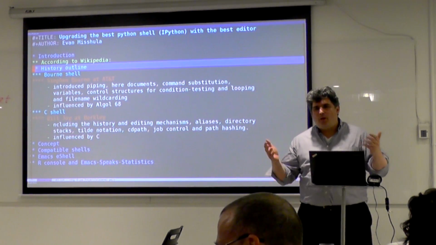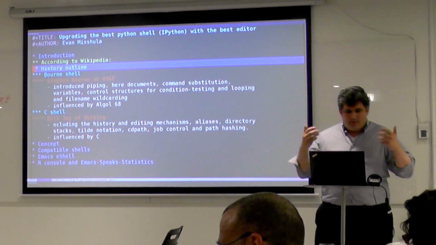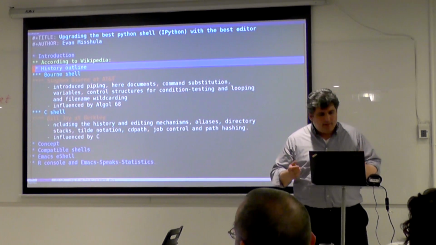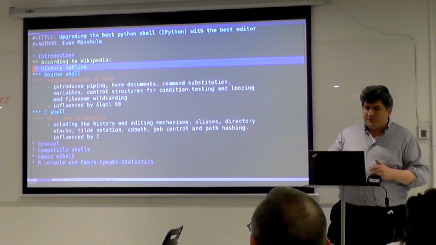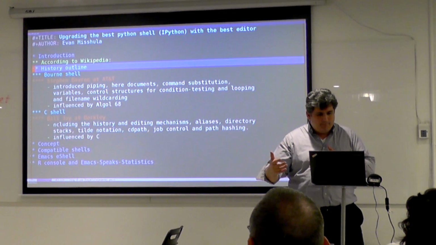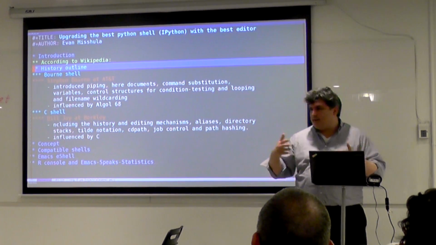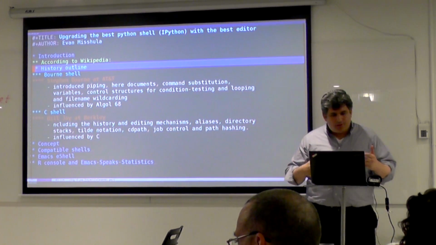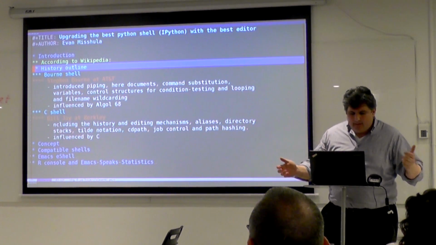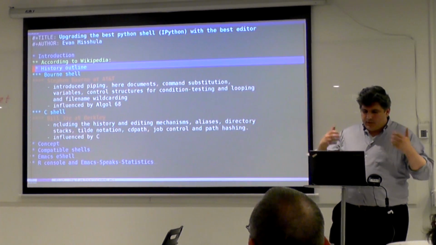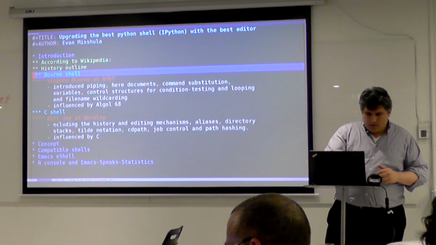So the default REPL or shell that most of us on Linux use was actually originally developed by Stephen Bourne at AT&T. It introduced the concept of piping, here documents, command substitution, variables, control structures for conditional testing and looping, and filename wildcarding. And it was influenced by Algol 68. And parallel to that, around the same time, we're talking about 1975 to 1978, Bill Joy was at Berkeley, developing the C shell, which took its influence generally from C. That's where the tilde notation came from, the change directory path, job control, path hashing, and all of the things that we're used to now.